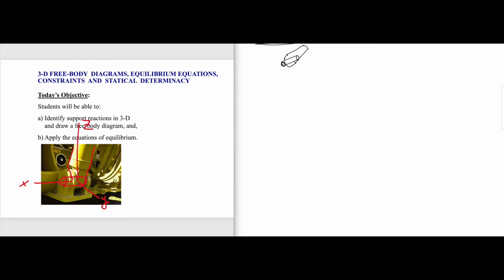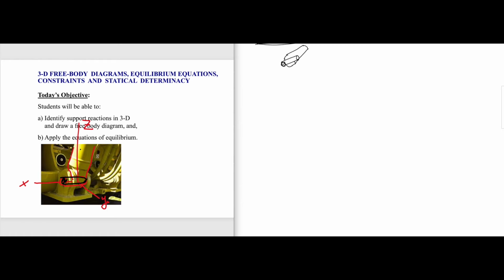If that is the case, my question is, what does this support pin do? The purpose of this pin is to allow rotation, only rotation. The pin does not allow you to translate, but it allows rotation. Now, it's a 3D problem here. It allows rotation with respect to which axis?